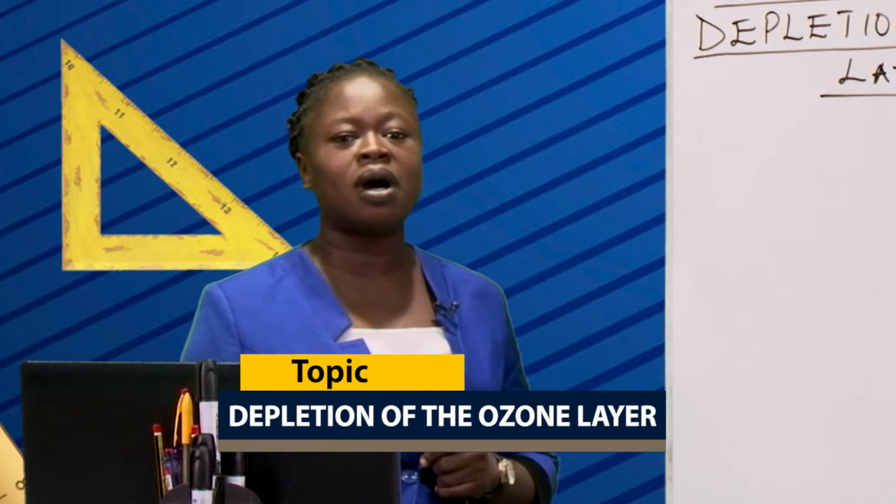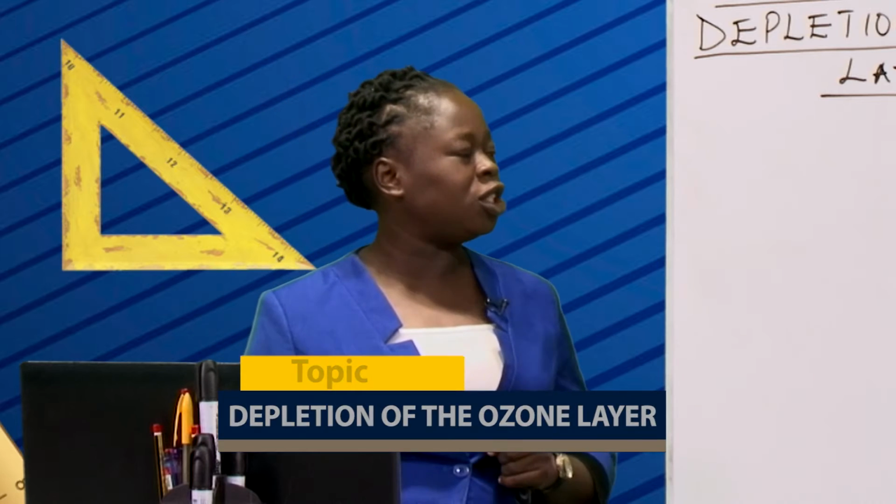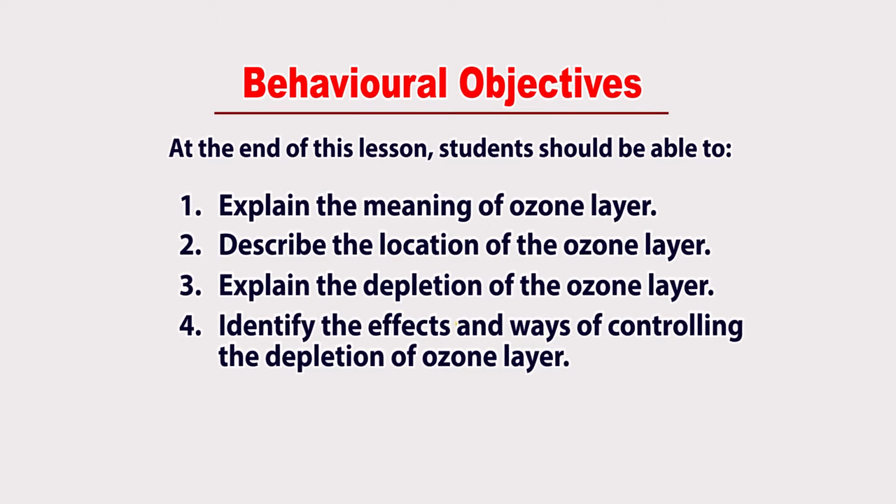Now, let us go into today's topic, depletion of the ozone layer. At the end of today's lesson, you should be able to, one, explain the meaning of ozone layer. You should also be able to describe the location of the ozone layer.